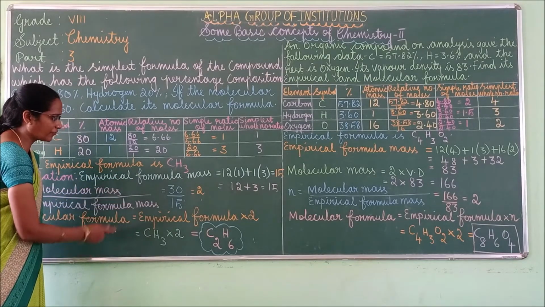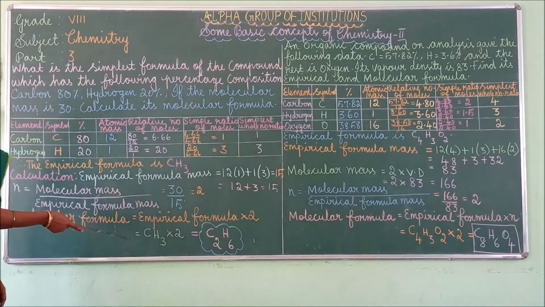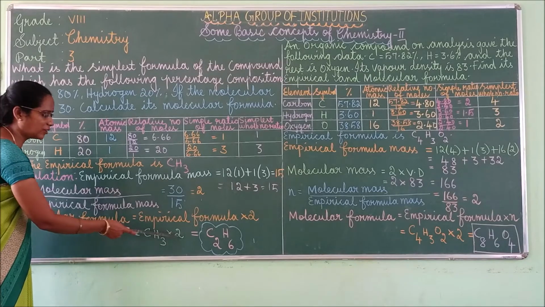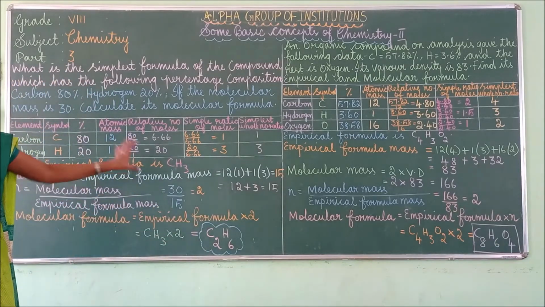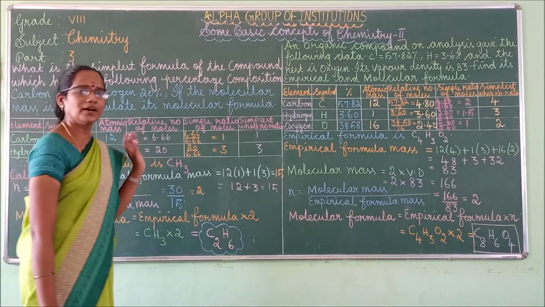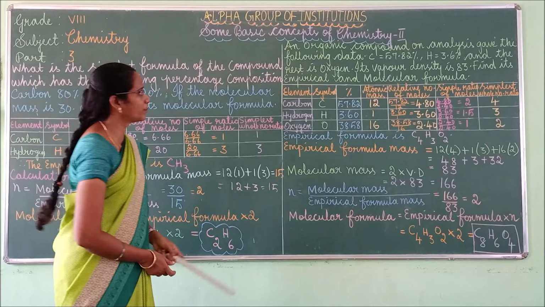So this is the empirical formula, CH3. What is the n value? The n value is 2. So CH3 into 2, the answer is C2H6. Okay, in this manner you have to calculate the molecular formula. Let me show one more example.